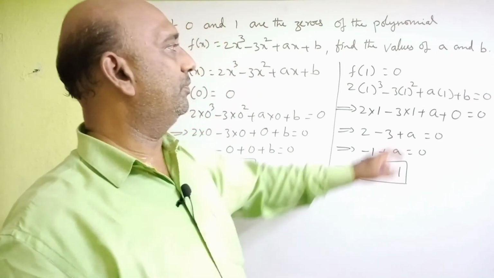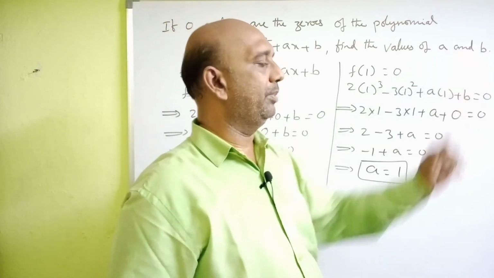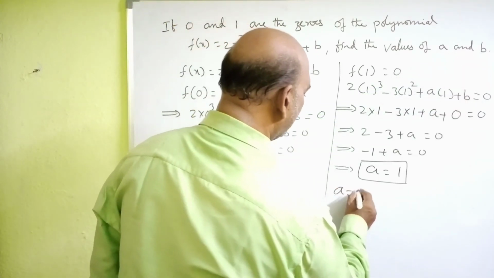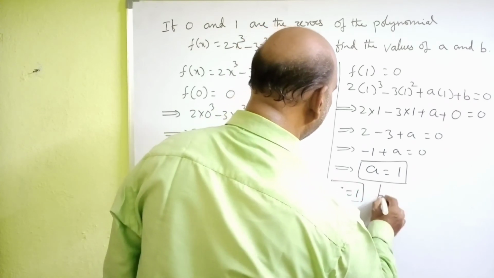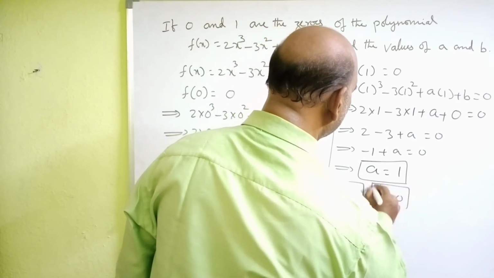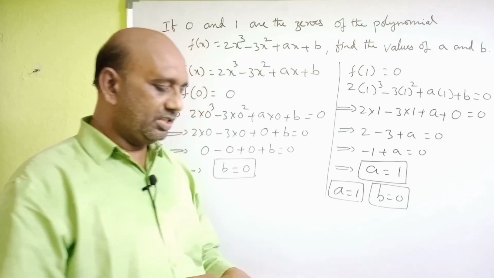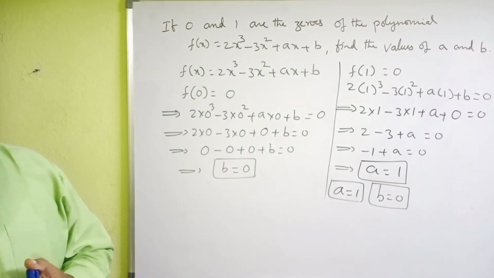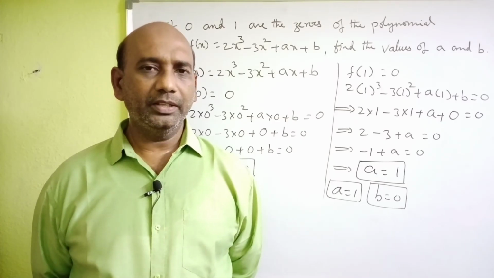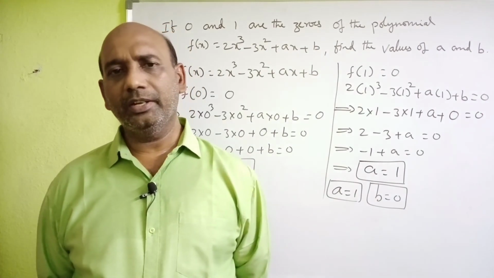Therefore, he asked you to find the two values a and b. We got a is equal to 1 and b is equal to 0. So, students, this is a very important sum. Okay, students, I think you all understood this sum very clearly.